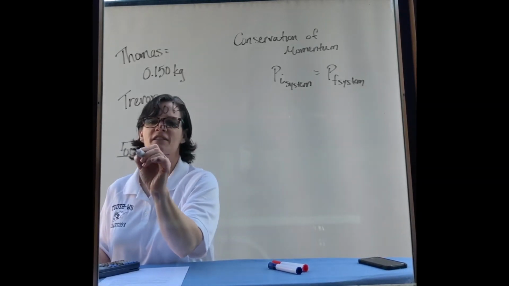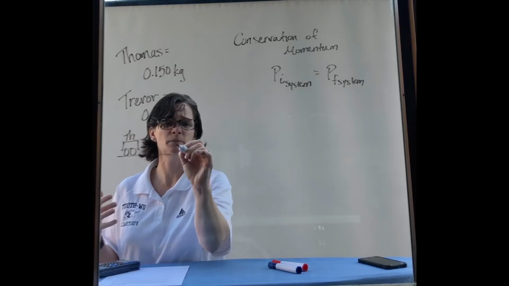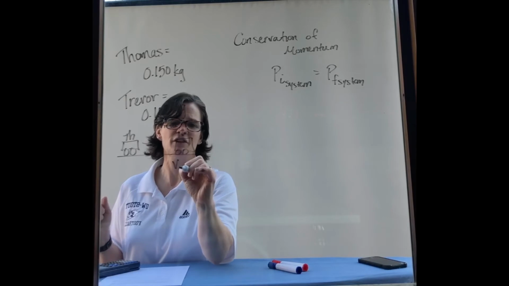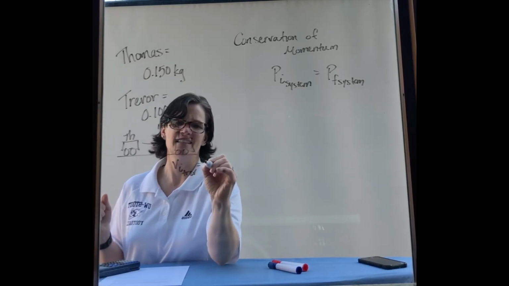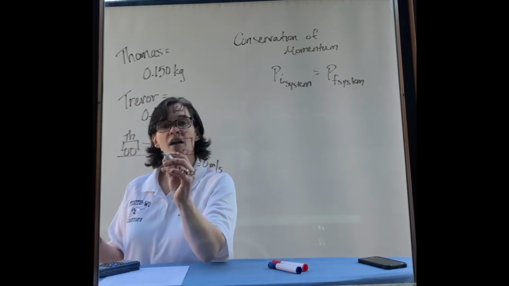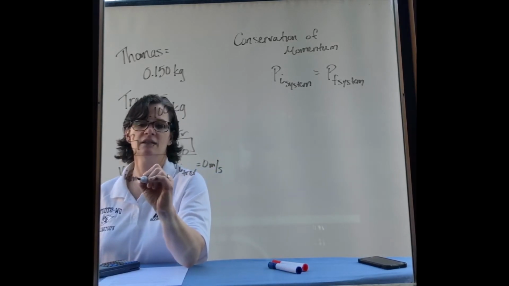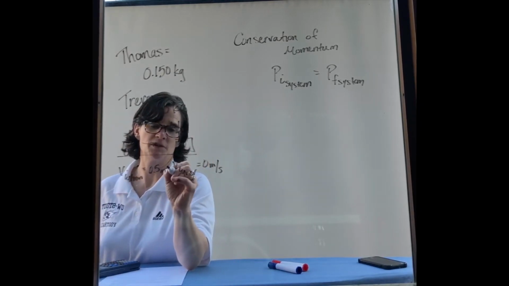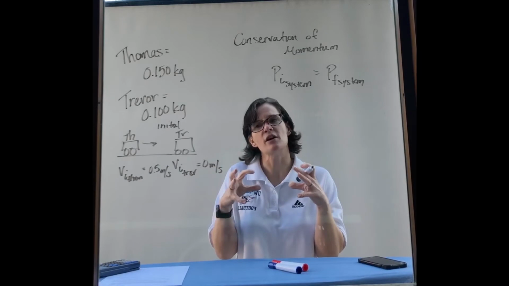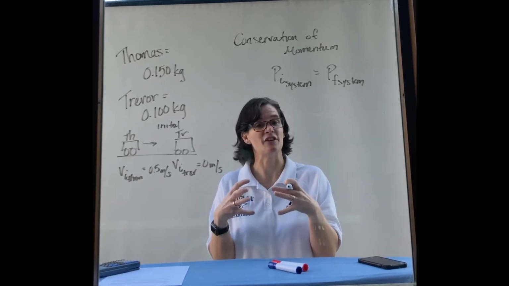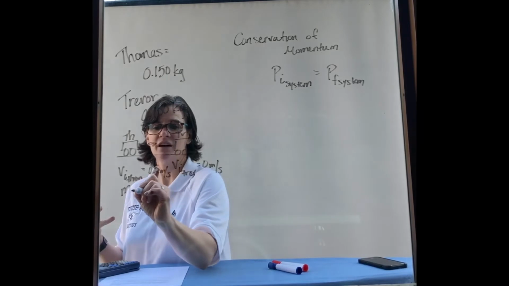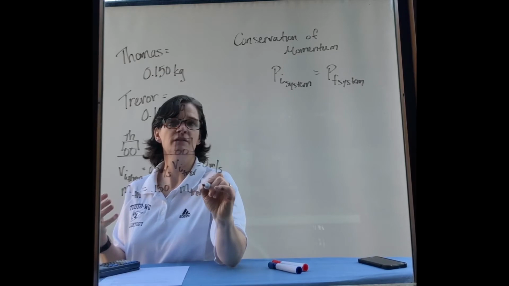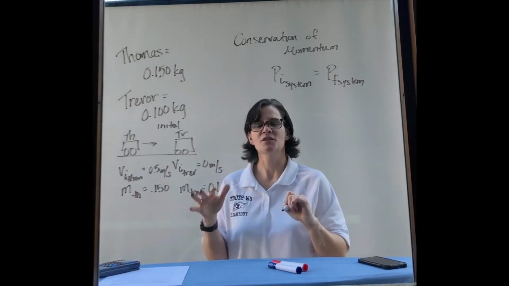So here we have Thomas, and he's moving. And here we have Trevor on the track further up. And Trevor's initial velocity is equal to 0 meters per second. Thomas's initial velocity, we said, was equal to 0.5 meters per second. So Thomas and Trevor are the two objects within this collision that are going to interact. The mass of Thomas, we said, is 0.15, and the mass of Trevor, we said, was 0.1. So that's our initial condition.